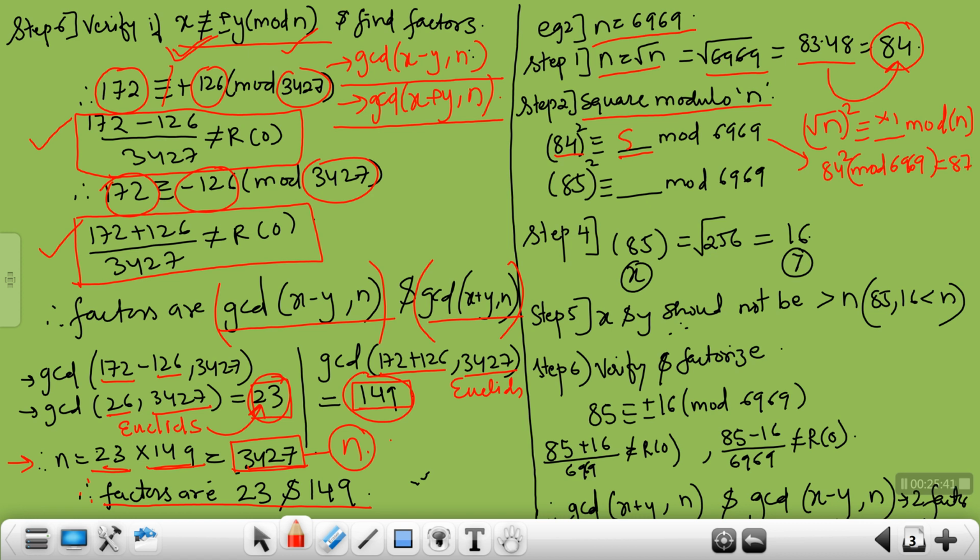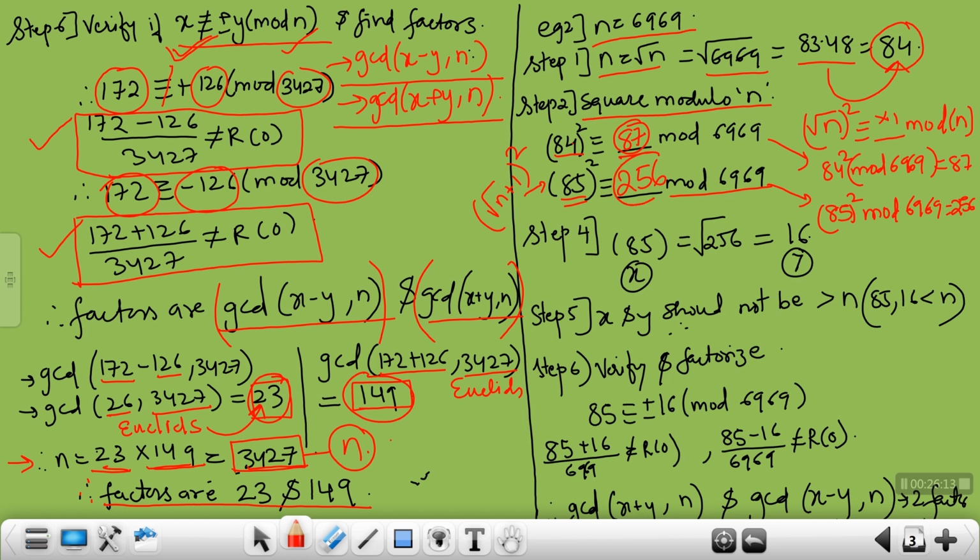Now, is 87 a perfect square? I need to check. No, 87 is not a perfect square. So what do I need to do now? Here I have to do the square root of n plus 1, the whole square. So 84 plus 1 is 85, the whole square, congruent to x2 value mod n. This is as good as 85 square mod 6969. Over here I get the answer as 256.